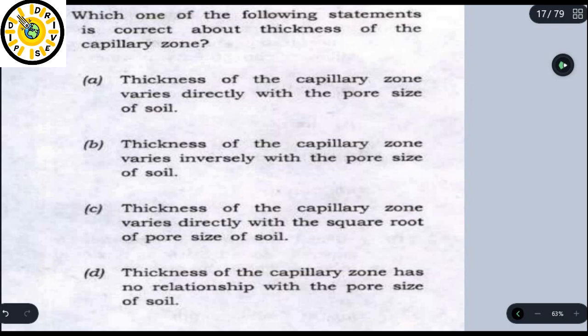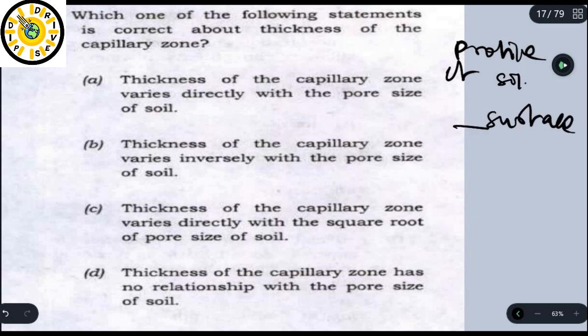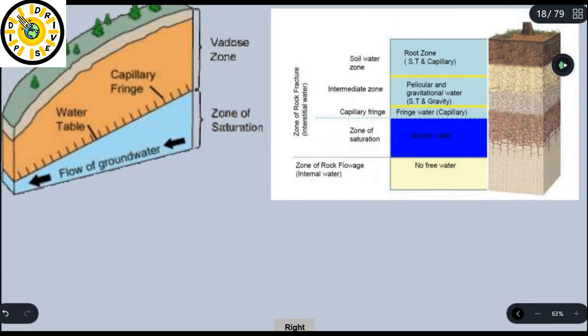Which one of the following statements is correct about the thickness of the capillary zone? You know, right? The profile of the soil from the surface: how does groundwater occur in the saturated zone, from the surface to the subsurface? There will be different zones, subdivided. So let's first discuss something about capillarity, then we move towards the answer.